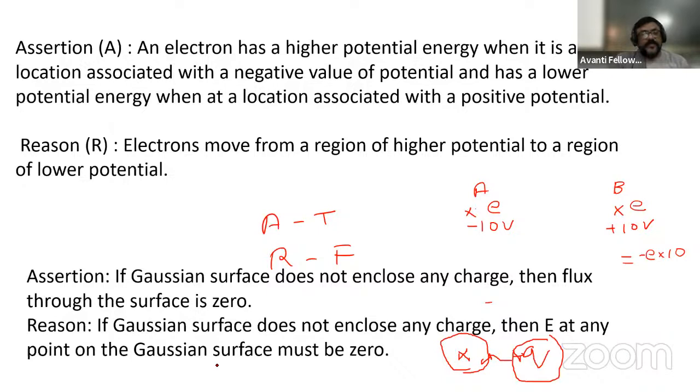So our reason is not exactly correct. It doesn't say anything about the charges outside the Gaussian surface. Only one condition is given here: no charge is enclosed by the Gaussian surface. But it doesn't mean that there is no charge in the surrounding region. If there are some charges in the surroundings, definitely there will be an electric field at the surface. So in this case also, we can say the assertion is true, but the reason is false. The answer is assertion is true, reason is false.